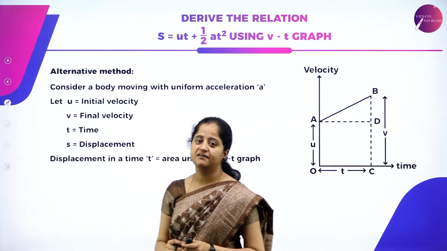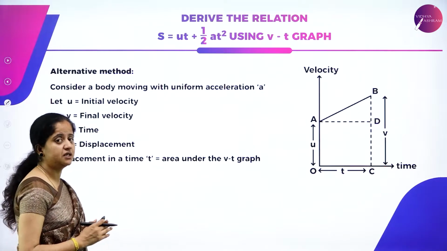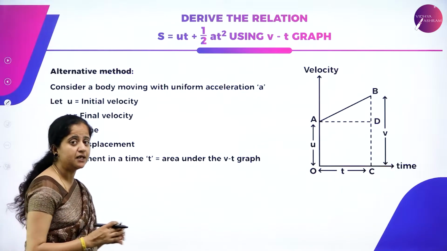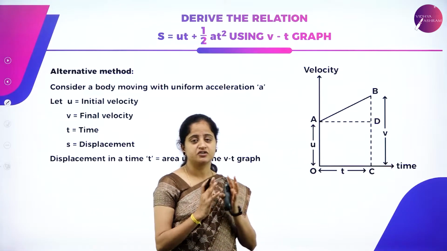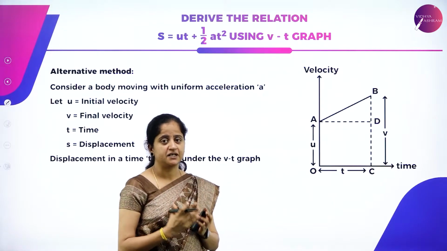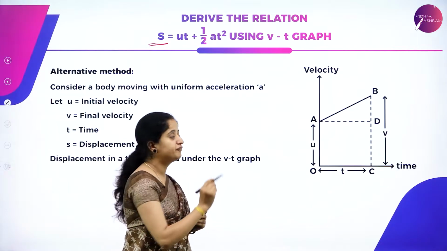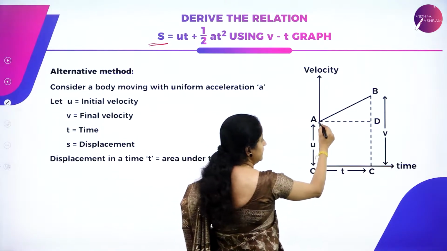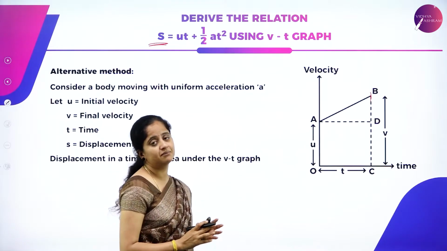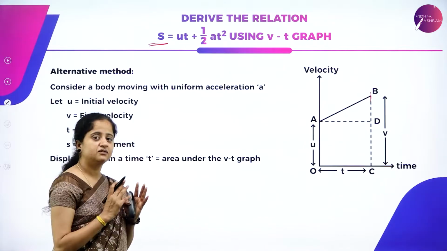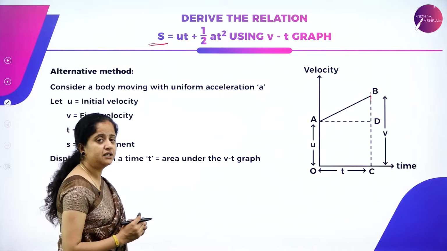We also can derive this with the help of another method. There is an alternative method to derive this expression, that is S is equal to UT plus half AT square. In the previous method, we considered area of triangle plus area of rectangle to find the area, which gives us the displacement. Here also we have to find the displacement, but we can take the area of trapezium. You can observe here it is of the form trapezium. By calculating the area of trapezium, we can arrive at the same expression. So, now let us see this alternative method, how to derive the same expression.